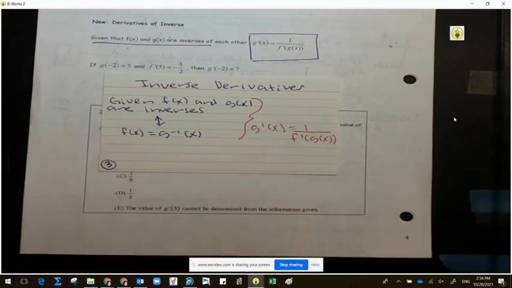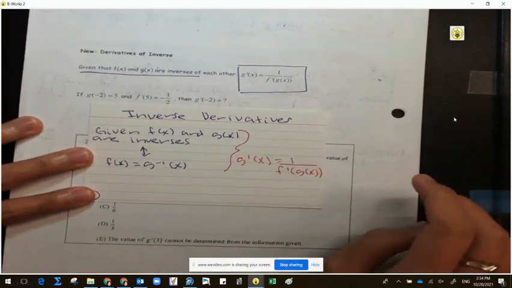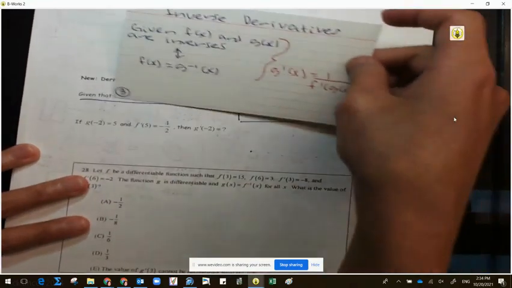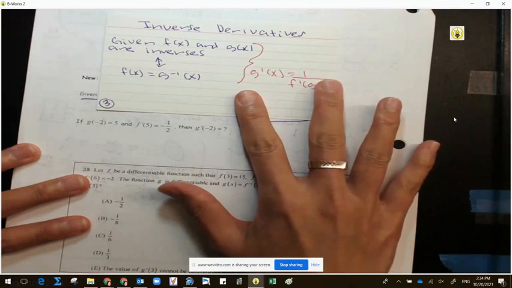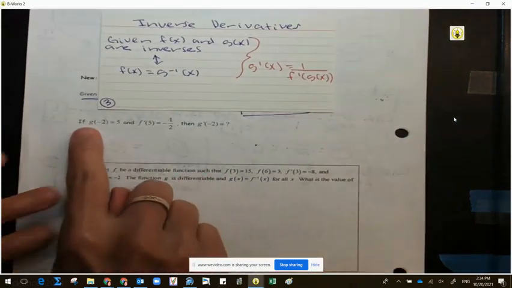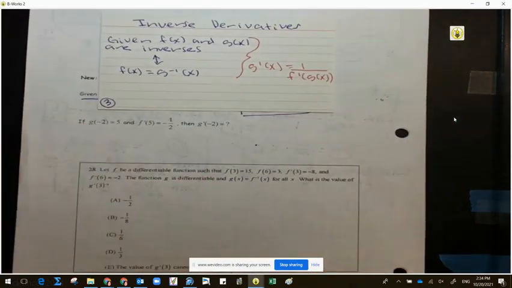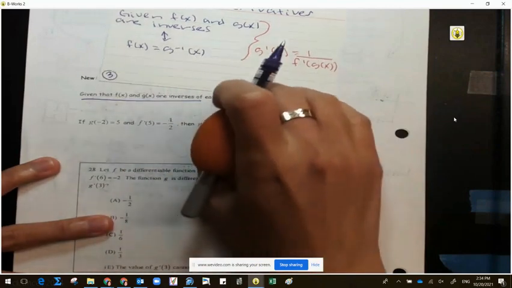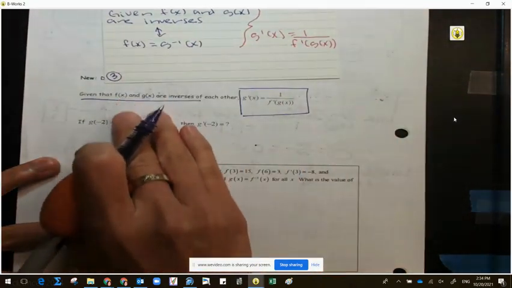All right, so I'm not going to write the history behind this, but teach you how to use this. Is everyone okay with that? All right, so teaching you how to use it. Castro, read the first one. If g of negative 2 equals 5, f prime of 5 equals negative half, then g prime of negative 2 equals what?